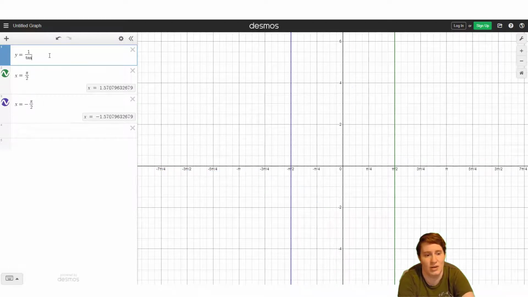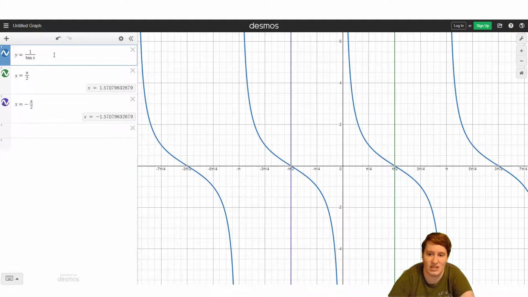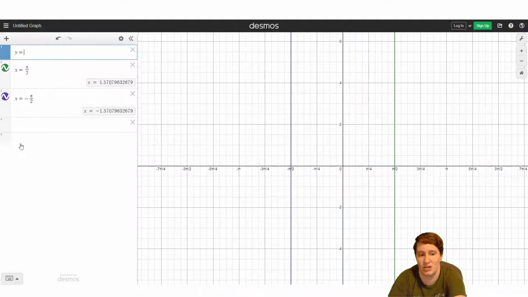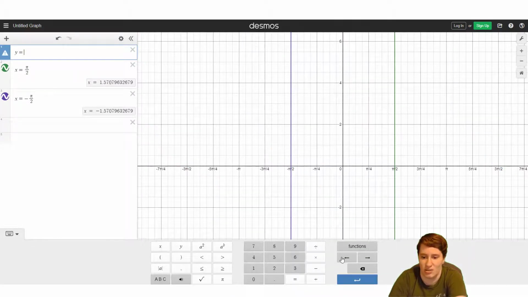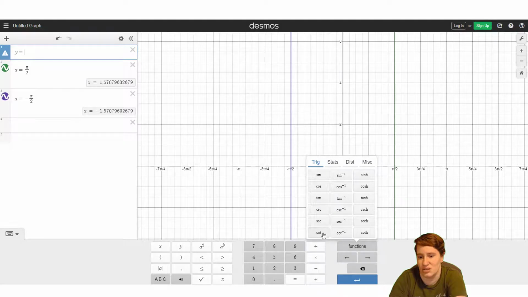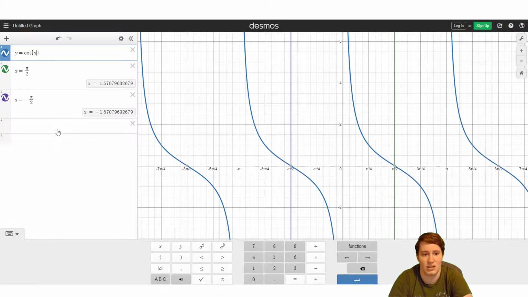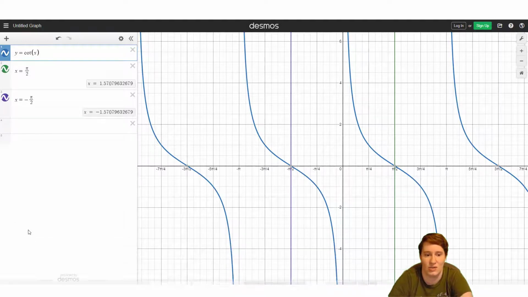So you want to do 1 and then the divided by button and tangent. This is cotangent. And for Desmos, there is actually a cotangent button, which is even better. You go to the functions and you can just put in cotangent and take out the iffiness of, oh, what is it? 1 divided by?